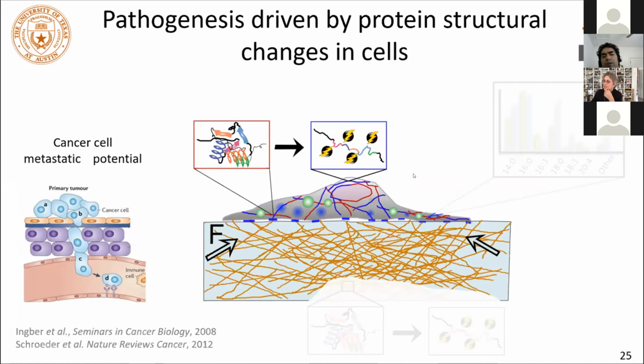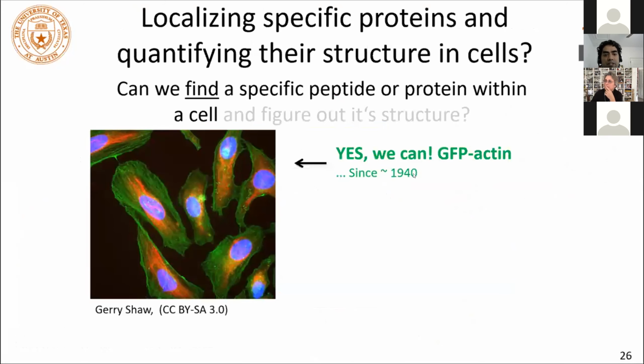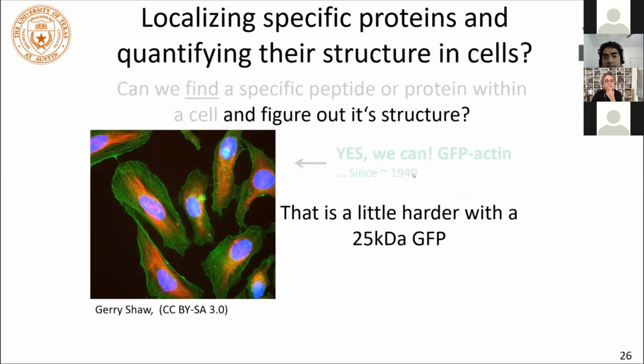Well, this is a harder problem. And so it's important for things like cancer metastasis and drug delivery, which I'll not really talk about so much here, but it's very important to know how the structure of proteins are within cells, if you could measure this, right, for many, many reasons. And so, okay, it's a pretty simple question, right? Can we find a protein within a cell? Absolutely we can, right? GFP actin, since at least the '90s, you get beautiful images. It's fantastic. But I argue it's a lot harder to figure out its structure.